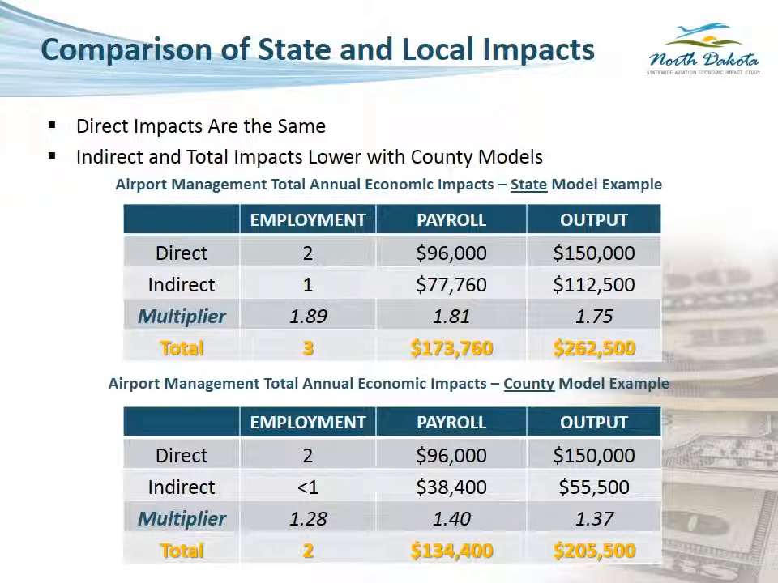This example shows how an airport's economic impacts might differ when using the local or county model for the airport versus using the state model. Let's look at the output category. Using the state model, total annual output for the airport management category is estimated at $262,000. When just the local or county model is used, the total output for the airport management category is $205,000. What this implies is that $57,000 of the total annual output was not realized in the local area, but was still realized elsewhere within the state.